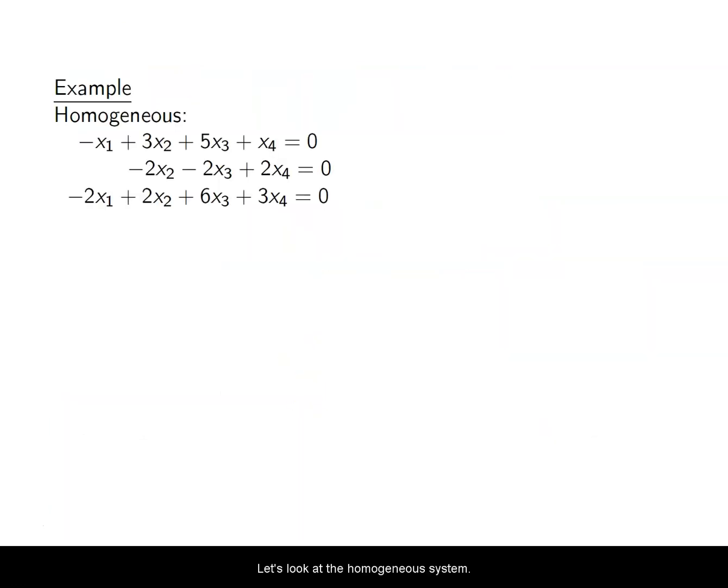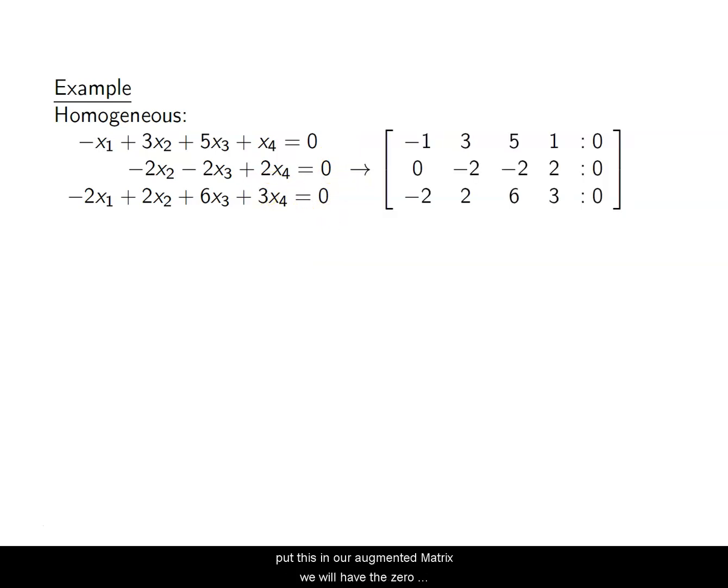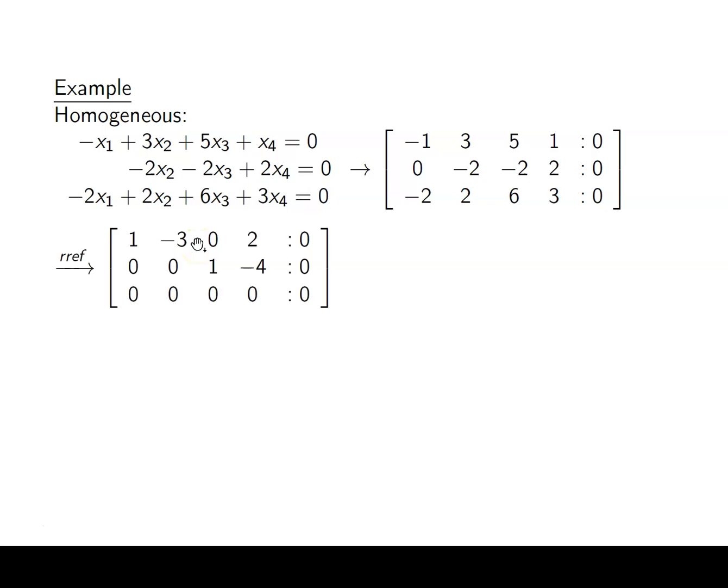Let's look at the homogeneous system. If you notice, everything is equal to 0. So when we put this in our augmented matrix, we will have the 0 vector for our right-hand side. Now if I solve this down to reduced row echelon form, if you notice, there's a free variable.